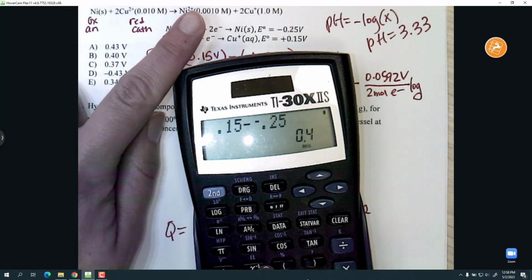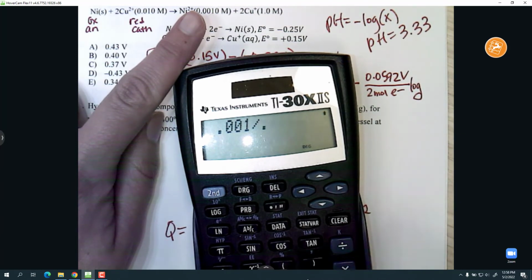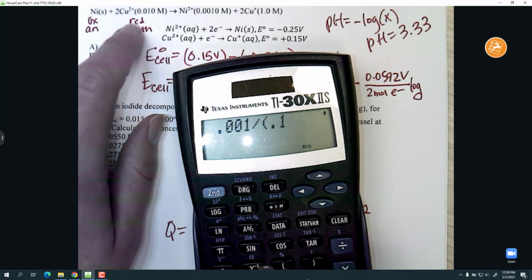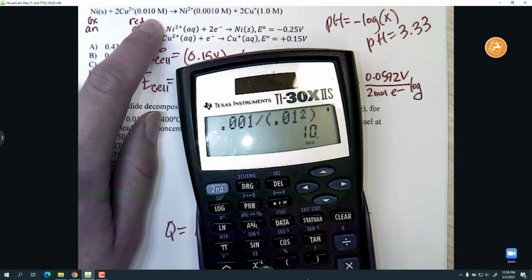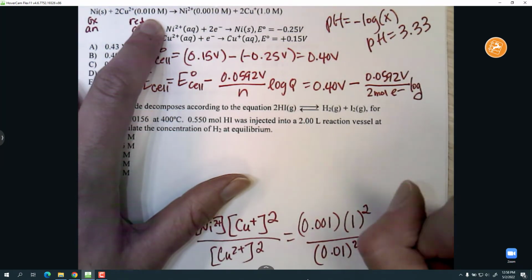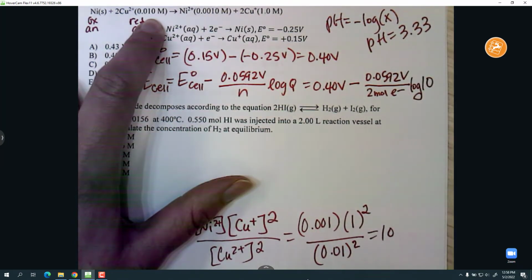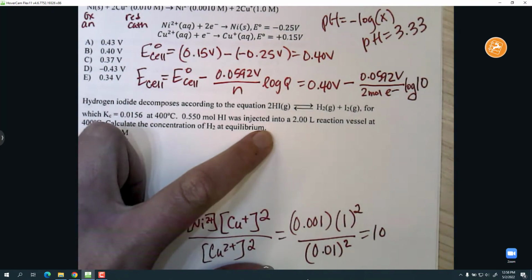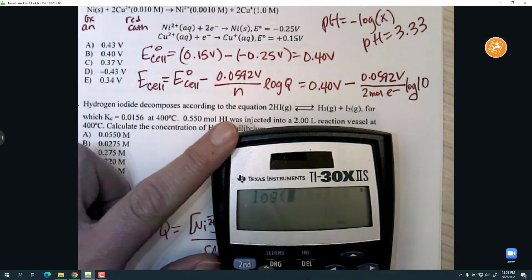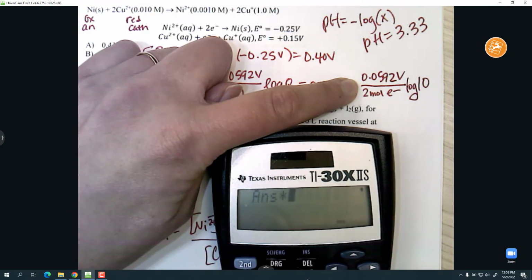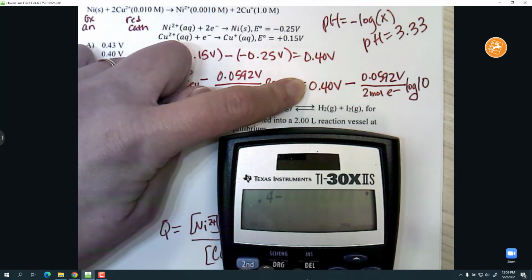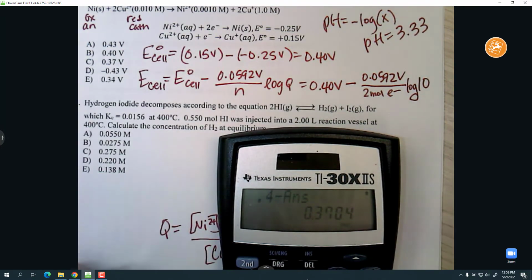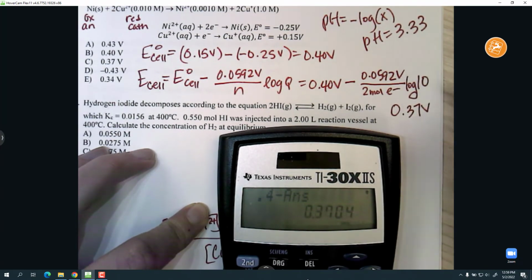All right, I'm going to put it in my calculator. 0.01 squared. I didn't put in the 1 because that doesn't matter. So I get 10 for my Q, so I plug that in. All right, now I'm going to do log of 10 times 0.0592 divided by 2, and then 0.4 minus that. 0.37 volts.